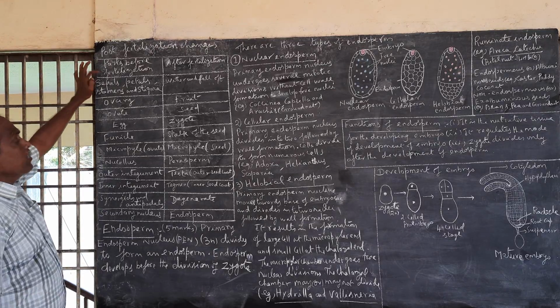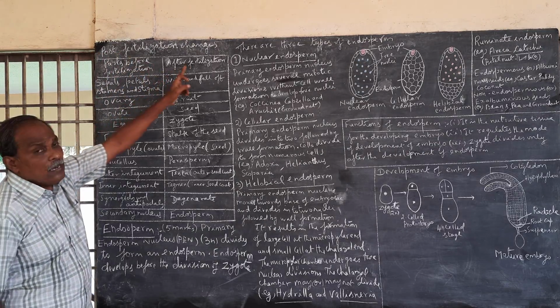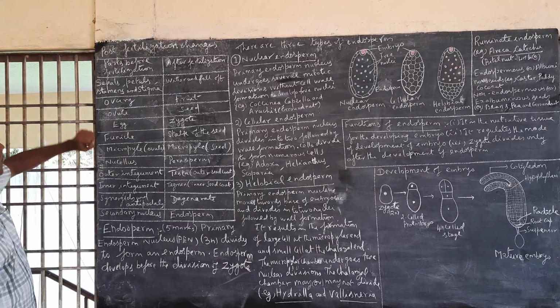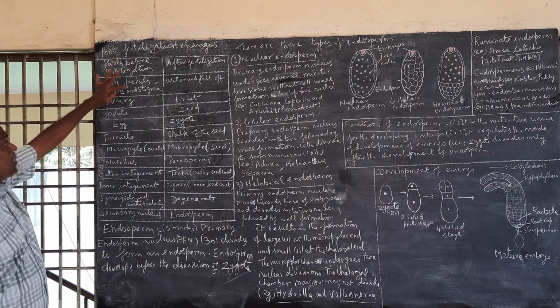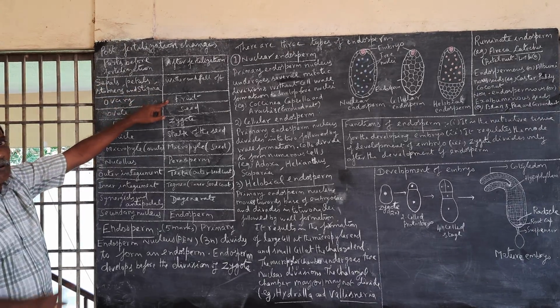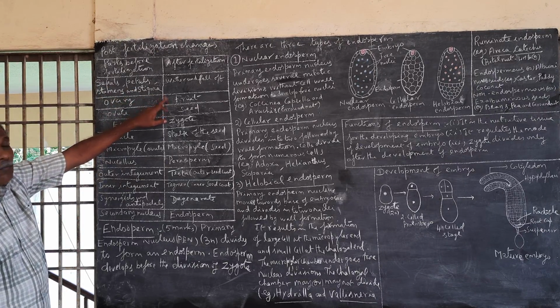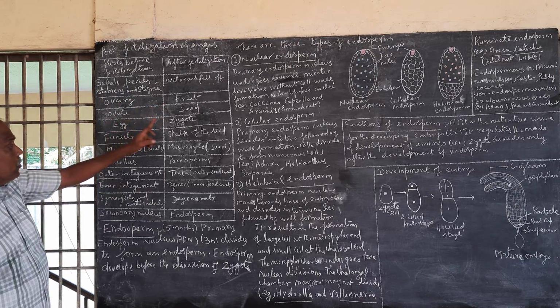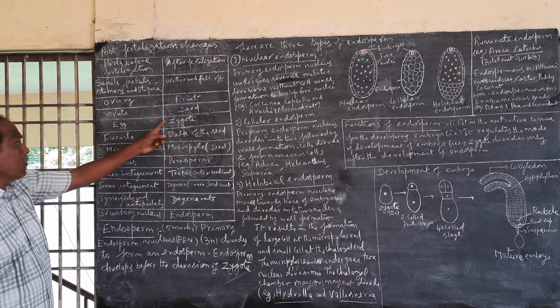Post-fertilization changes: the transformation after fertilization. Sepals, petals, stamens and stigma wither and fall off. The ovary becomes fruit. The ovary wall becomes pericarp. Ovules become seeds. Then the egg develops into the zygote. The egg is the haploid one, the zygote is a diploid one.